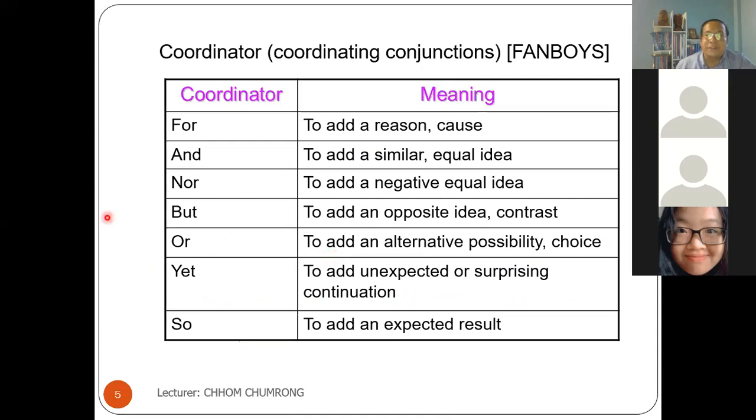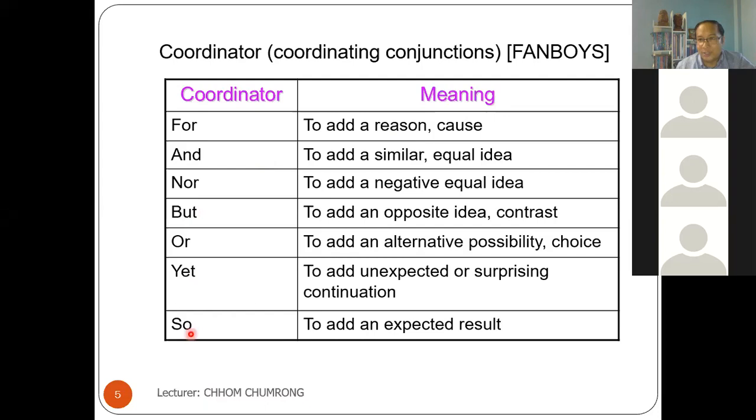And usually we talk about the reason. For example, why do we have to study grammar? We study grammar because we want to write very well. We want to avoid problems. And we join two similar ideas, not two negative ideas, but two contrasting ideas, or talk about choice, yet talk about unexpected or surprising contrast, and the last one, again, result.